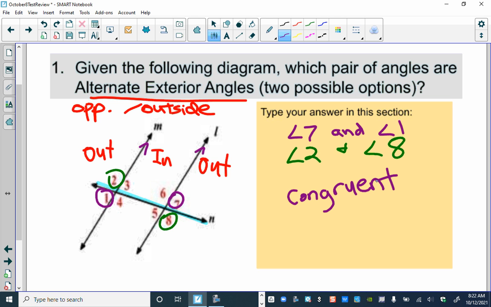All right, questions on this one? So, first part, we're definitely going to talk about the first six problems. Because if you don't understand the angle relationships, you're going to have a hard time on this test. All right. Let's go to number 2.